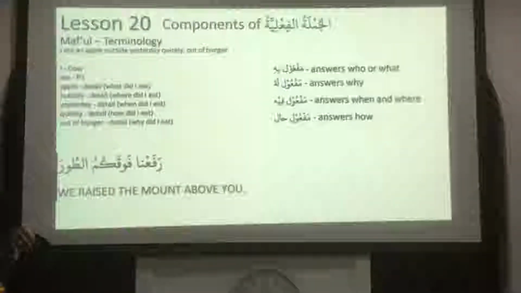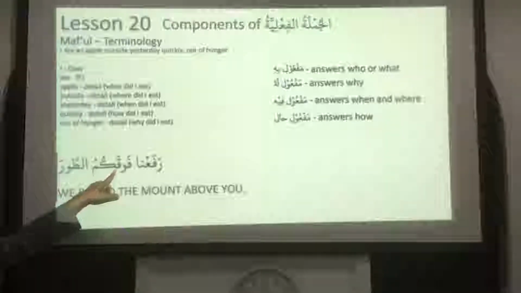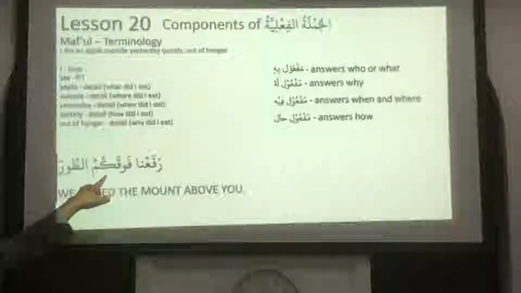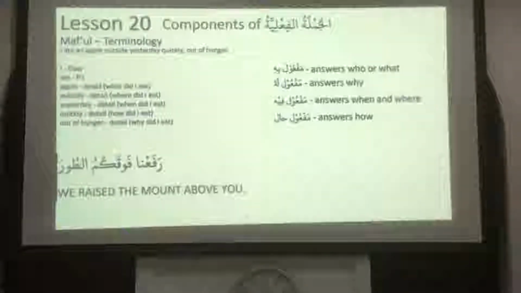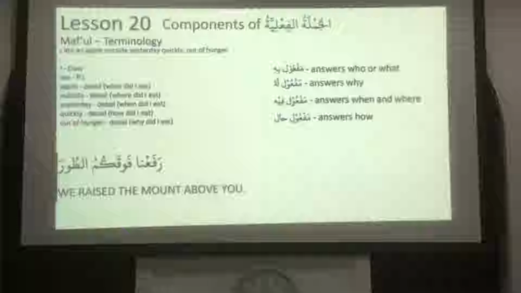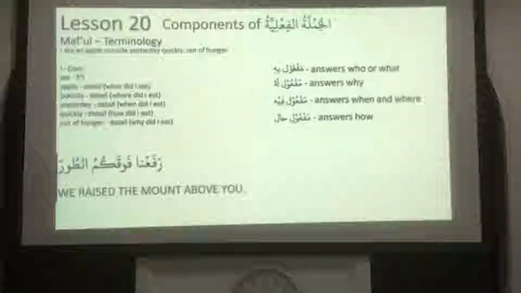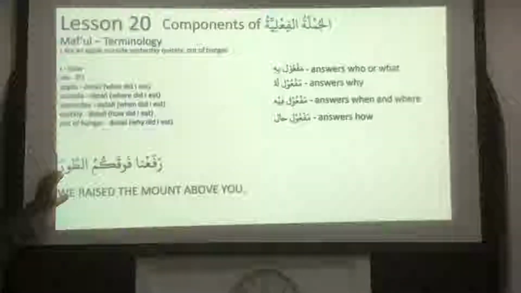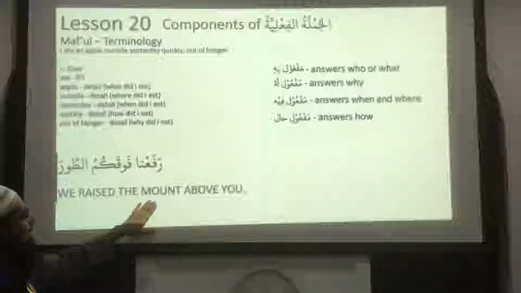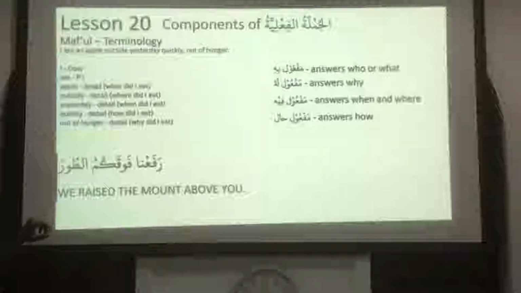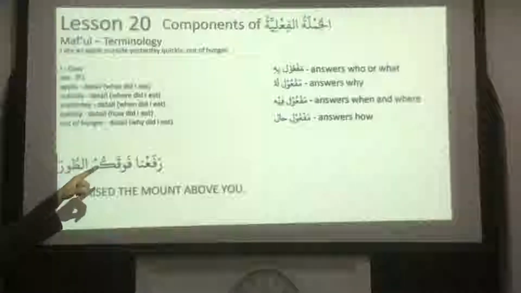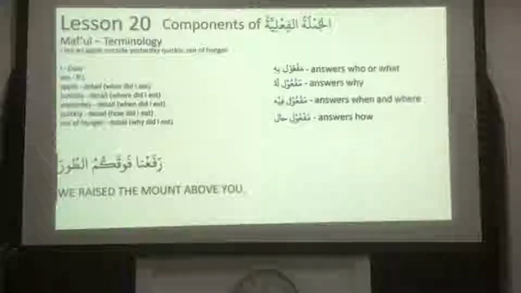Fawqakum, as you said, above you. Fawqa is actually a special mudaf. Remember the 16 words we learned? Fawqa, tahta, baina, duna, min duni, all these things. Tur is a mountain. So fawqakum at-tura: we raised the mountain above you. So what did you raise? The mountain. So that is the maf'ul bihi. I just want to show this one that Allah said this way.